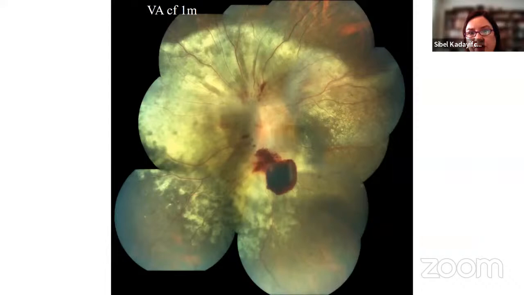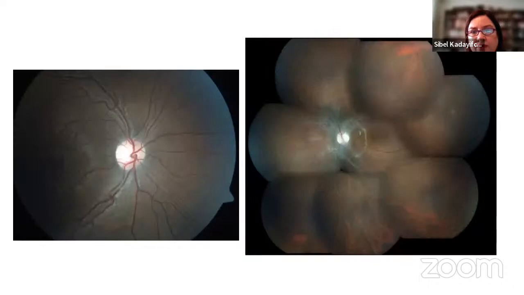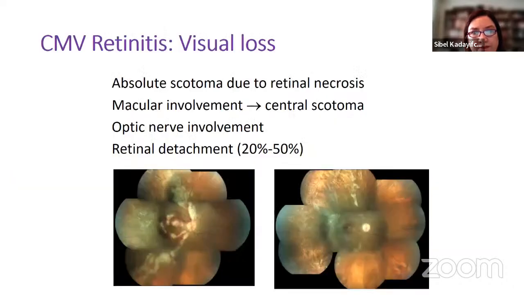When you look at the other eye, it is typical for CMV retinitis. However, we have to prove this, and we took a vitreous tap, which revealed cytomegalovirus retinitis, and with intravenous therapy, the patient gained 0.2 vision in the end.